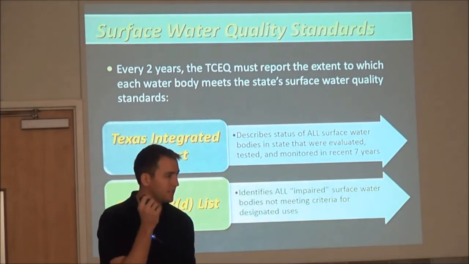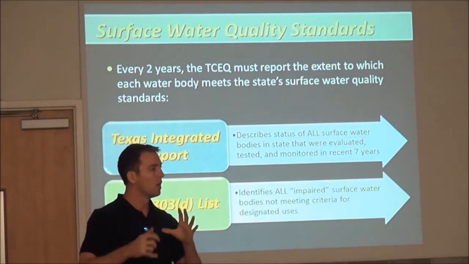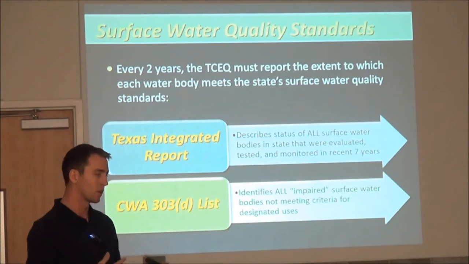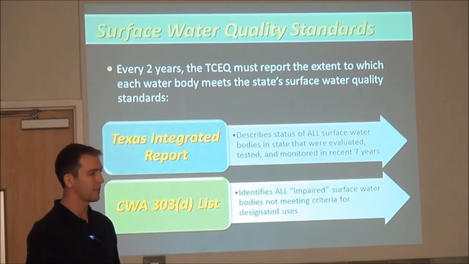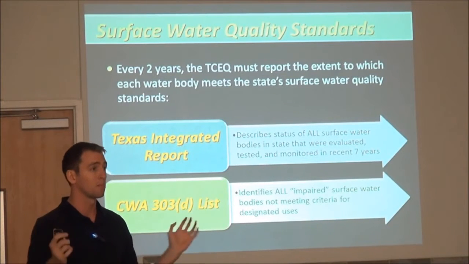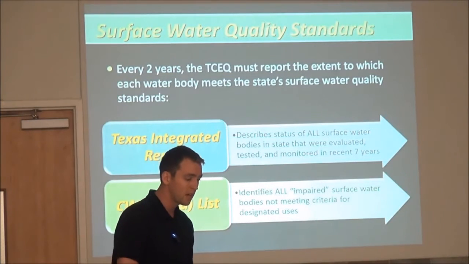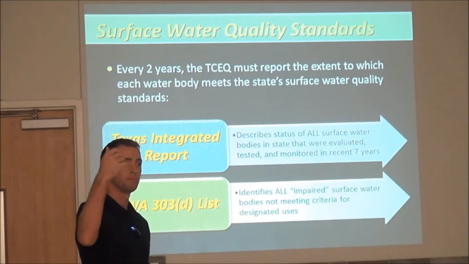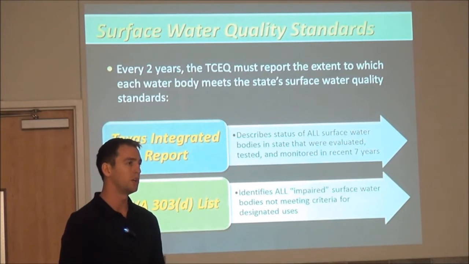So in addition to TCEQ's responsibilities for assigning these uses and setting these standards, they're required to report back to EPA, to the federal government, that we're making progress or at least looking at what we need to do next. And they do so in a report that we call the Texas Integrated Report. What this does is look at all of the water bodies in the state and report back to EPA on the status of those water bodies. And it can range 1 of 5 categories they can assign to each water body, ranging from completely clean, no issues, to category 5, it's impaired for 1 or more uses.